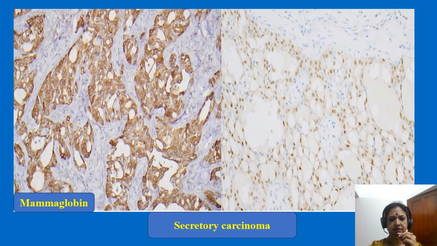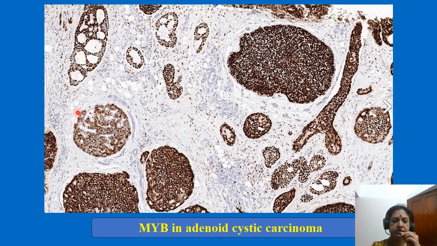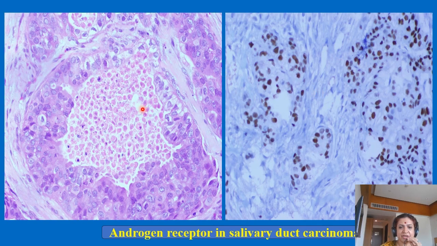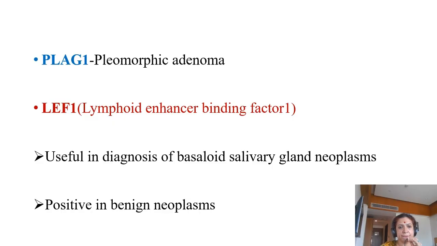So this is the mammaglobin positivity in the secretory carcinoma, and herein you see the pan-TRK nuclear positivity. This shows the diffuse strong nuclear positivity of MYB in adenoid cystic carcinoma. The salivary duct carcinoma with the androgen receptor positivity, which is useful in deciding on treatment also. PLAG1, as we all know, is a marker for pleomorphic adenoma.